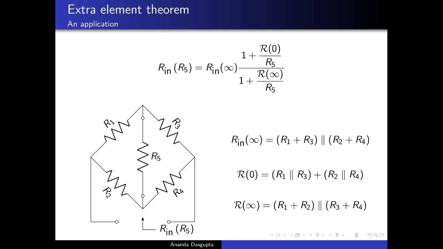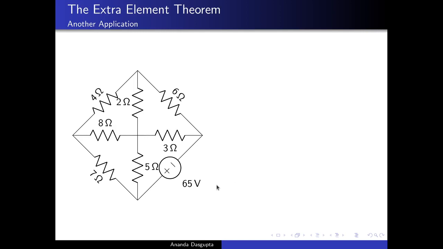Just as a final example, let us take a look at one more application. This is from the problem sheet that I had sent out. We had to figure out the current driven by this voltage source. For that, all you need really is the effective resistance between this and this terminal. Now there is no extra element in the circuit as it stands, but we can designate any one of the elements that we want as an extra element. So what we do now is designate the 4 ohm resistance here as the extra element.